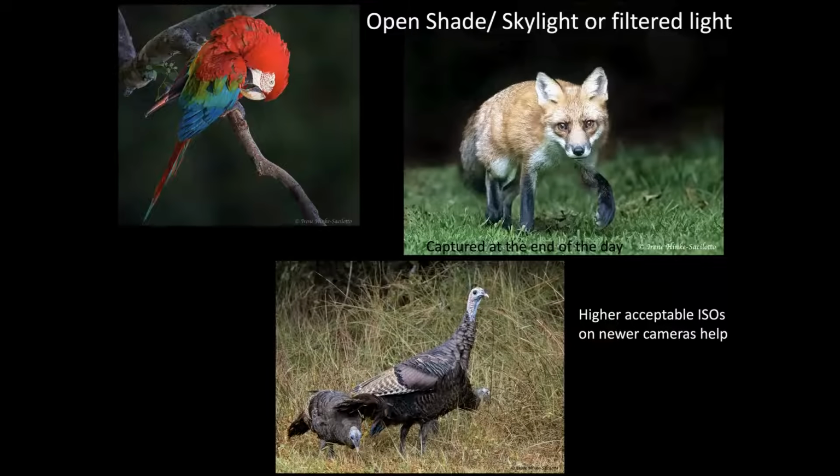But since we have cameras that are very good at higher ISOs, they perform much better than they used to. You can still get some very nice shots at fairly decent shutter speeds to stop the action in the case of this fox and in the case of these turkeys. And in the case of the macaw there, we just had filtered light coming through the trees.